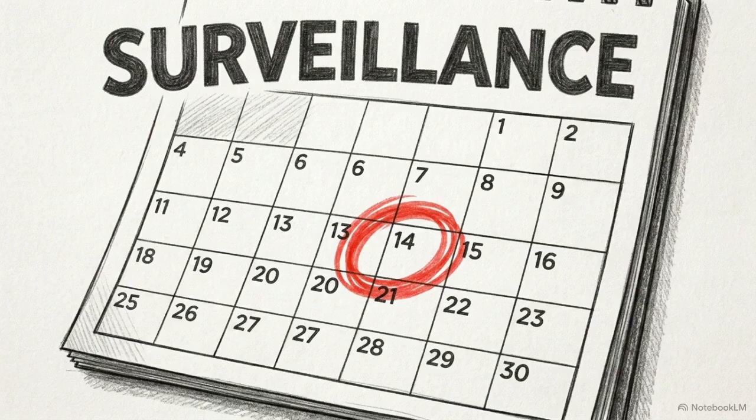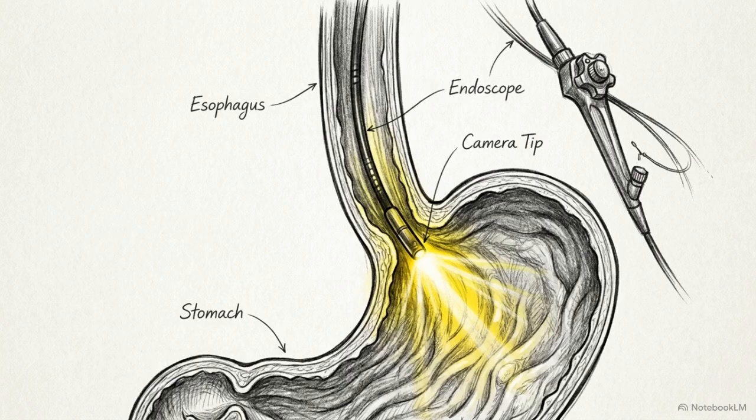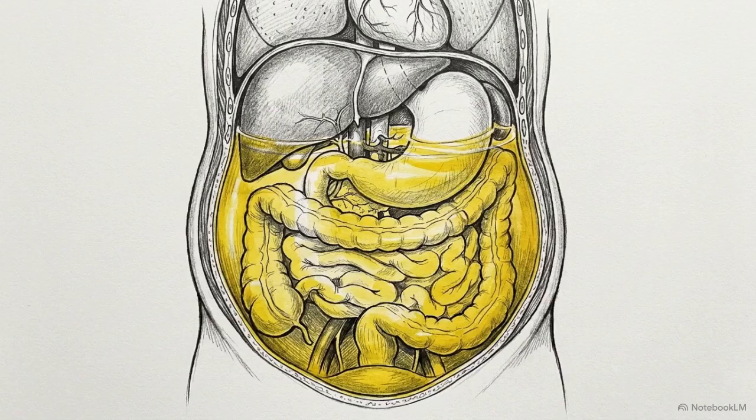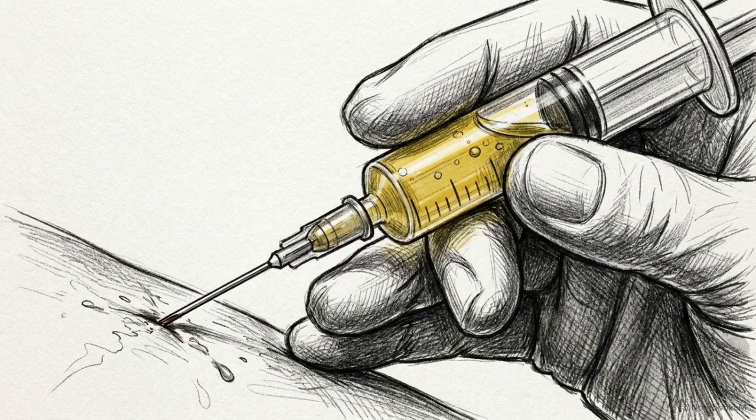For compensated cirrhosis, surveillance protocols are mandatory. Patients require an endoscopy to screen for esophageal varices, alongside a right upper quadrant ultrasound and an alpha-fetoprotein draw every 6 months to monitor for hepatocellular carcinoma. When a cirrhotic patient develops new-onset ascites, fluid accumulation must be categorized. This requires an immediate diagnostic paracentesis to extract and analyze the fluid.